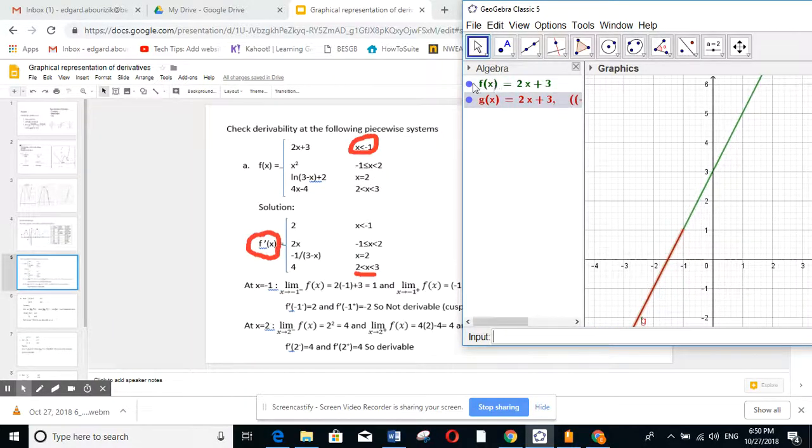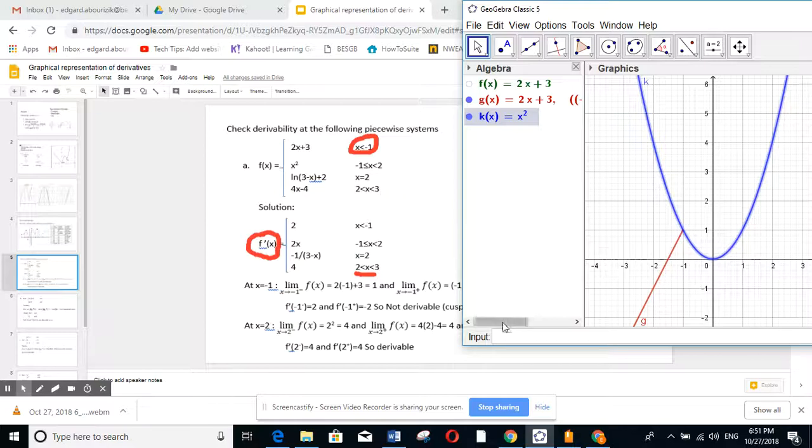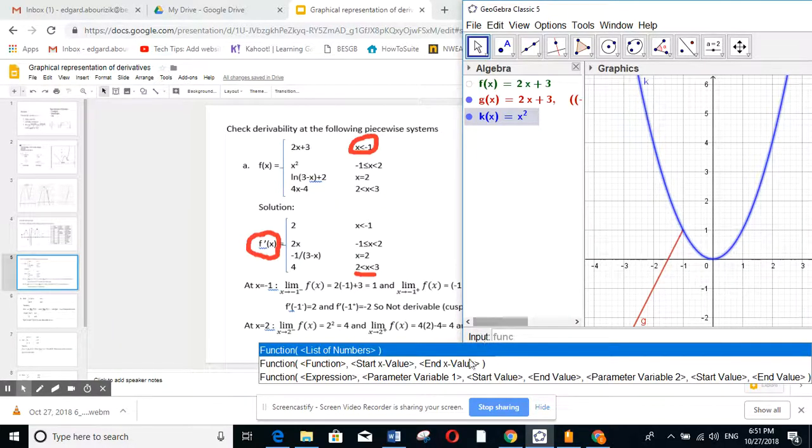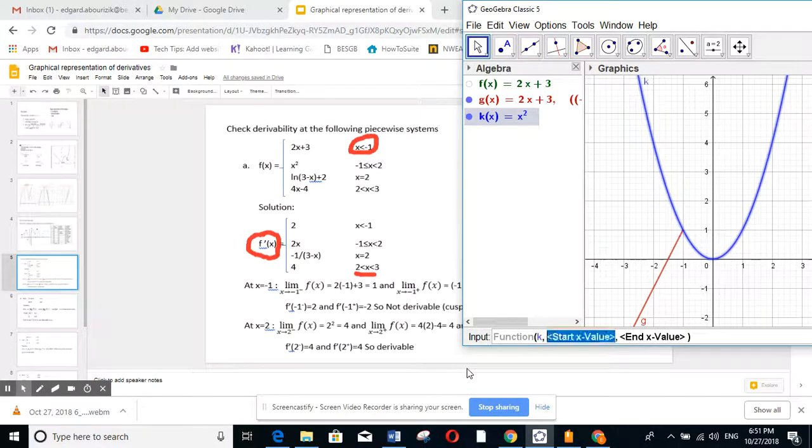Okay, so let me erase the first one. This is the first part. I have between minus 1 and 2 another function. Let me name it k of x, which is equal to x squared. Here at x squared, I have a function. I want it between minus 1 and 2. Okay, let me erase k.